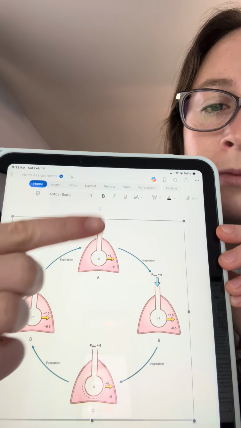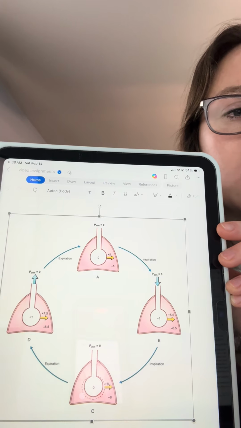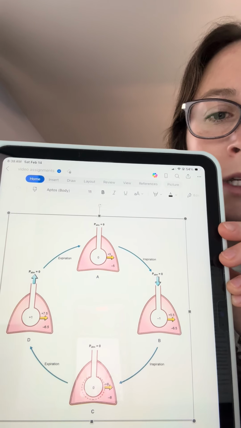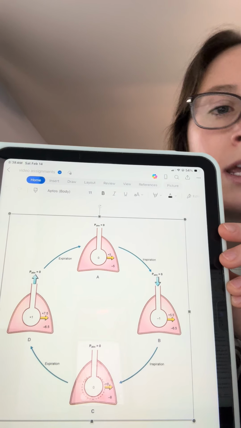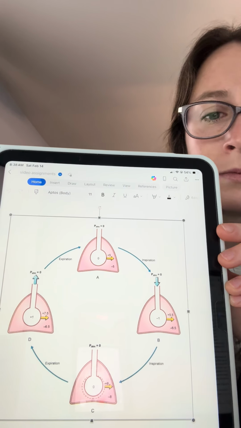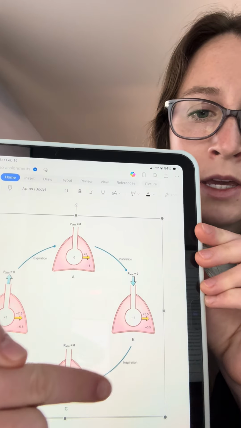So the volume at rest, which is at point A, reflects our functional residual capacity. This means we have equilibrium for our lungs between the chest wall expansion and the lung recoil. Now we are going to go to B and C.